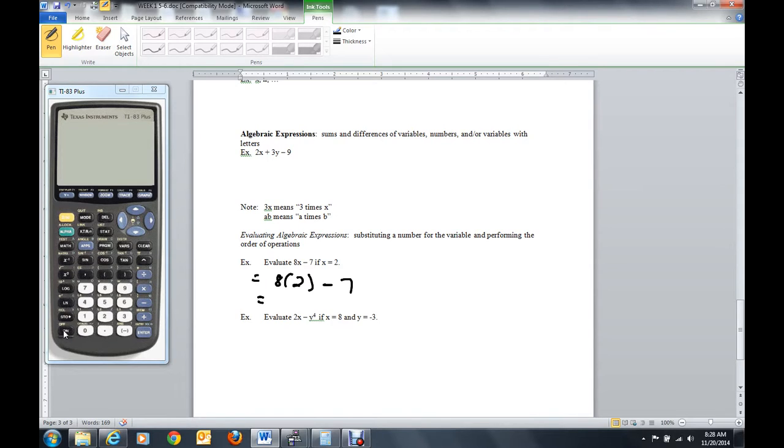Then I'm going to take out my calculator, type in 8 parentheses 2 minus 7. Now you should be able to do it in your head, and if you can't, I just showed you how to do it with the calculator.